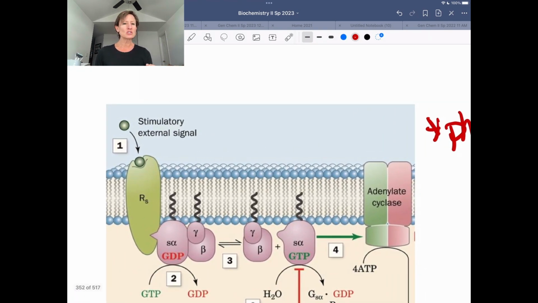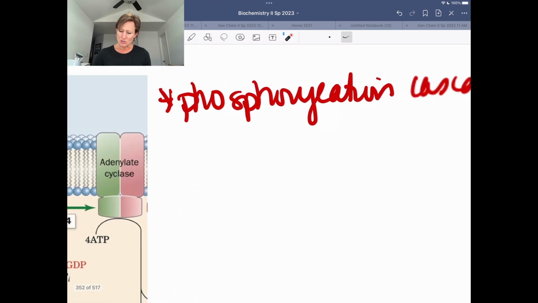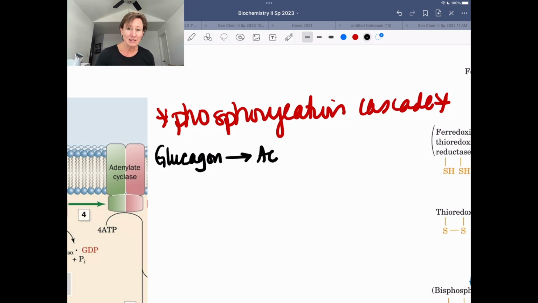Okay, we're going to have a stimulatory external signal. So we're ultimately talking about the activation of adenylate cyclase. An example of a stimulatory signal might be glucagon. So let's walk through what happens here. This is going to be an opportunity to review the main phosphorylation cascade that we've learned about in biochemistry. So we're going to have glucagon. Glucagon is going to activate adenylate cyclase. That is going to increase the concentration of cyclic AMP. Cyclic AMP is going to activate PKA.